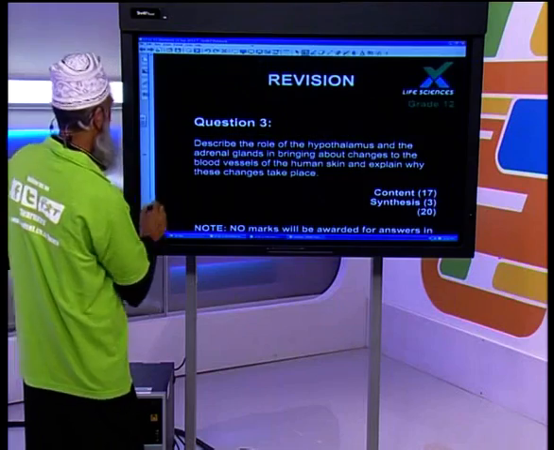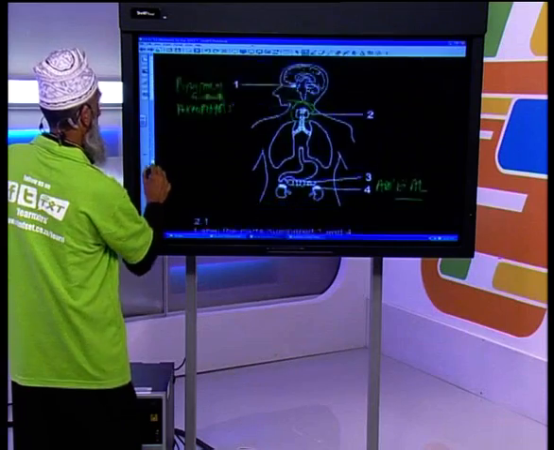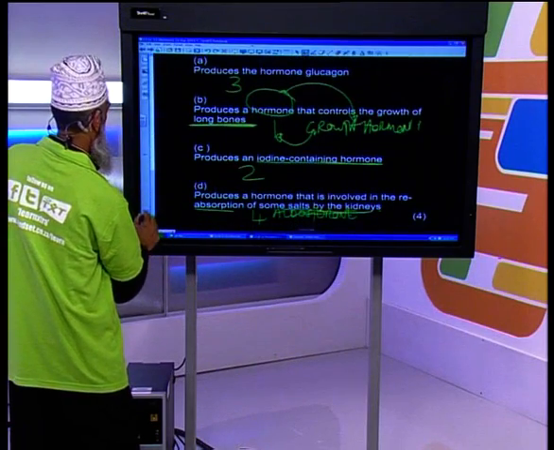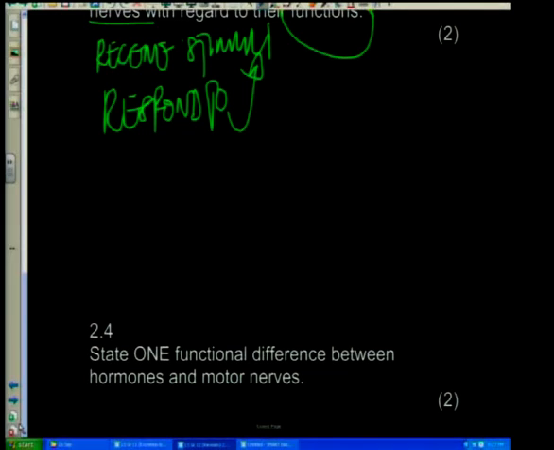The next question says, oops, we have to go back, sorry. One more there. State 1 functional difference between the hormones and motor nerves. Motor nerves. How are they functionally different? I'll write the answer here on the top.